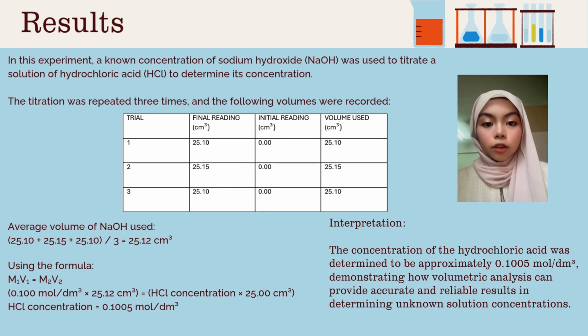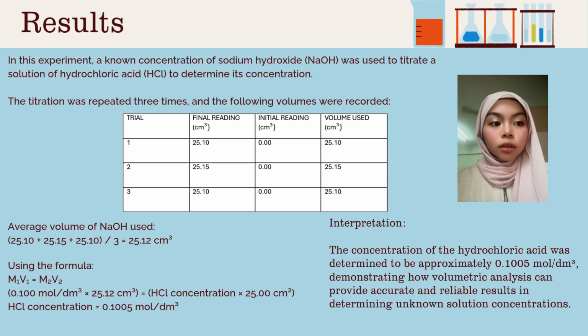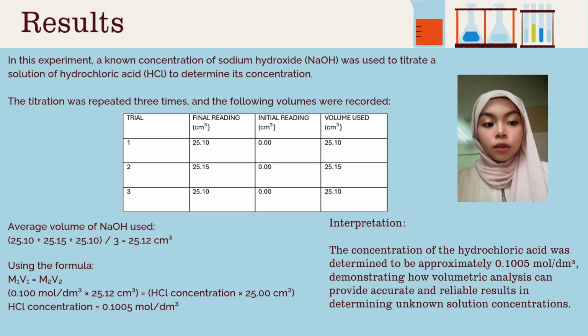Now, I'm going to talk about the results. In this experiment, a known concentration of sodium hydroxide was used to titrate a solution of hydrochloric acid to determine its concentration. The titration was repeated 3 times and the following volumes were recorded. As you can see in the table, the average volume of NaOH used is 25.12 cm3. Using the formula M1V1 equals M2V2, we get the HCl concentration is 0.1005 mole per dm3.